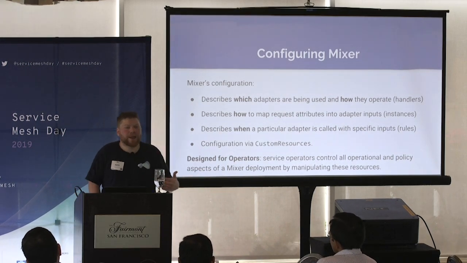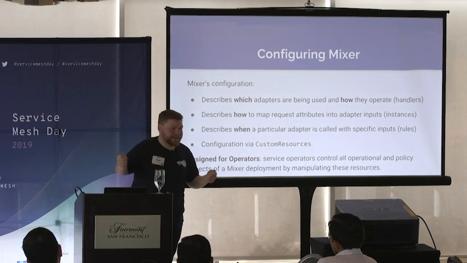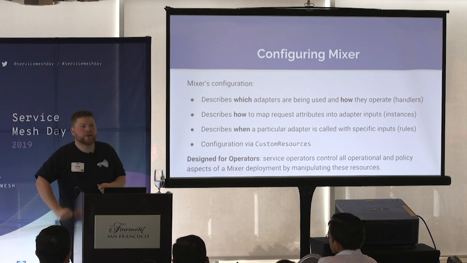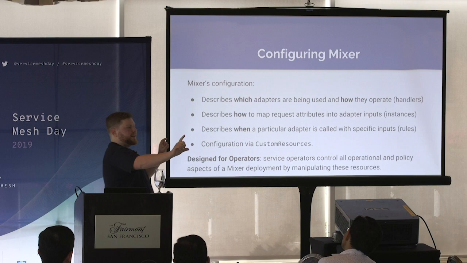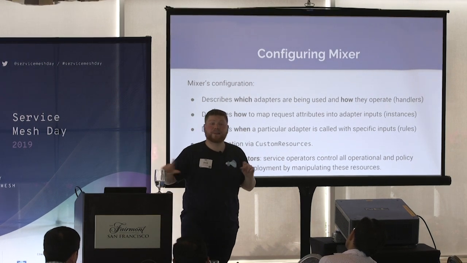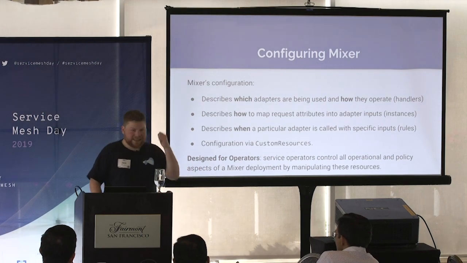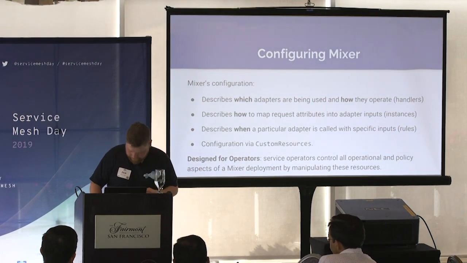And then we have to say, okay, so I have data. I have a thing that can take data. When do I give the data to the thing? And we call this a rule. So a rule says when a condition is true, and that condition is over attributes in the request, and again, I'll show you in a second, then give this handler these instances.